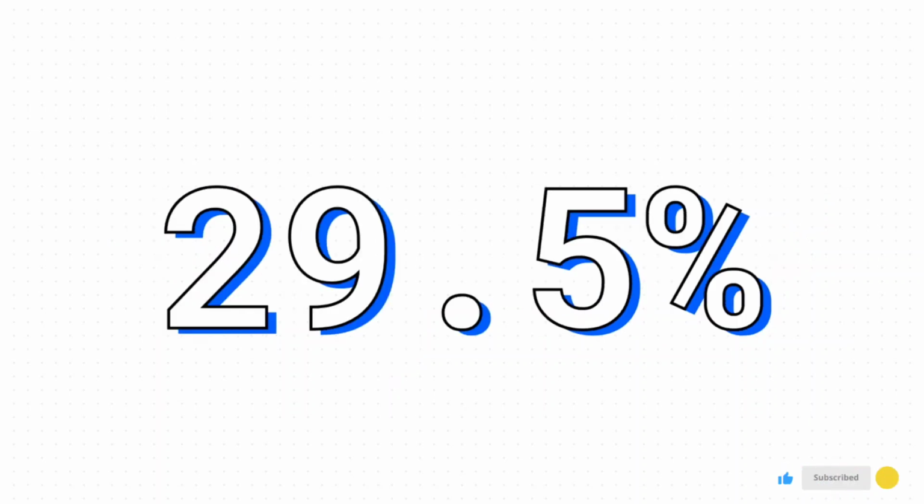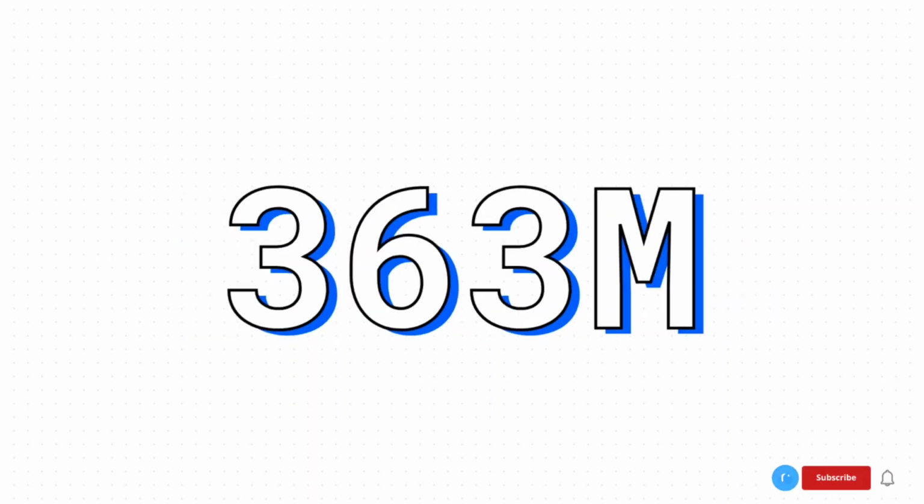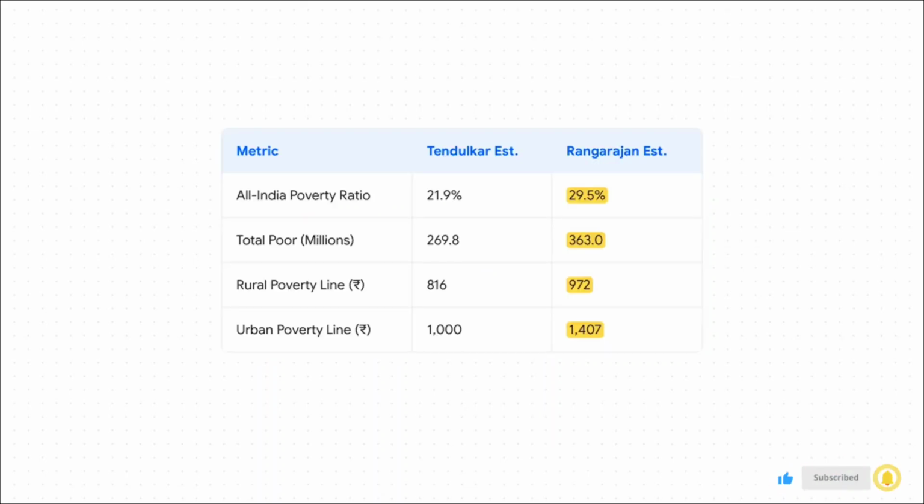Now, when you take these new, higher poverty lines and apply them to the entire country's population, what do you get? The resulting all-India poverty ratio came out to be 29.5%. And what does that percentage actually mean in terms of people? It's a huge number. It meant that in 2011-12, an estimated 363 million Indians were living below this new, more generous poverty line.